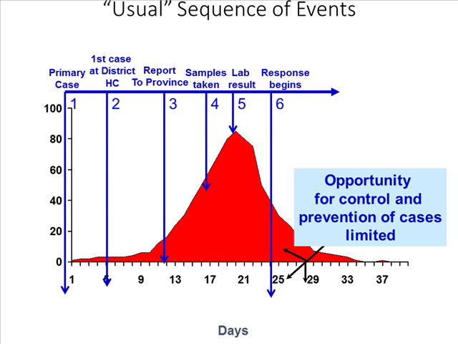Slide 32. The usual sequence of events is: primary case. First case at district health center. Report to province. Samples taken. Lab results. Response begins. The opportunity for control and prevention of cases is limited. Delayed response means reduced impact of control and prevention measures, a little too little, a little too late.